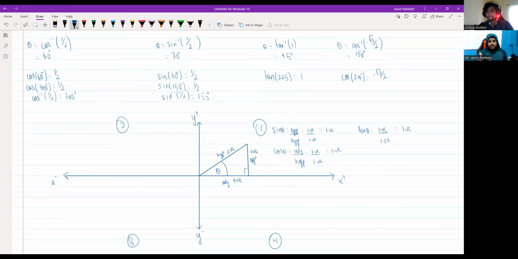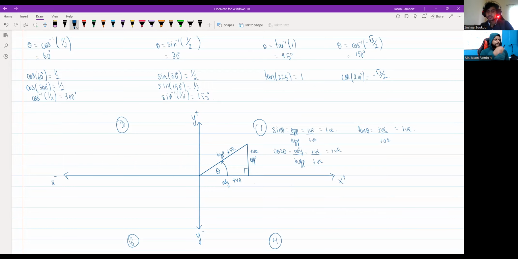Now, if observation tells us anything, between the x positive and the y positive axis, I am between 0 degrees and 90 degrees. Because that angle, theta works in a counterclockwise direction from here to here. So if theta is increasing, I'm going from positive x-axis to the positive y-axis. It makes a right angle. Now, as we count the quadrants, the size of the angle persists in each quadrant. So in quadrant 2, I'll be between 90 and 180. In quadrant 3, I'll be between 180 and 270. And in quadrant 4, I'll be between 270 and 360.